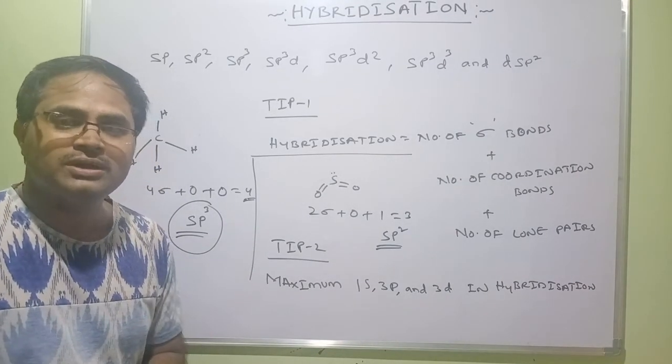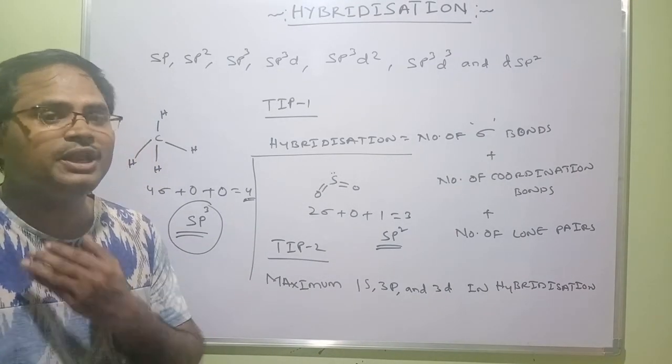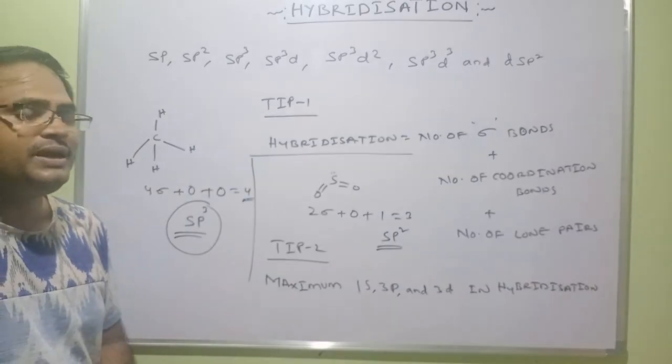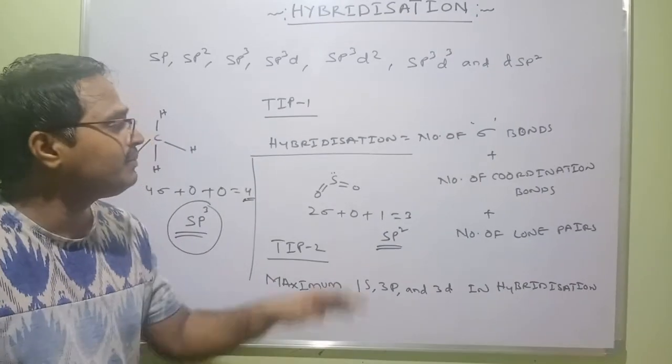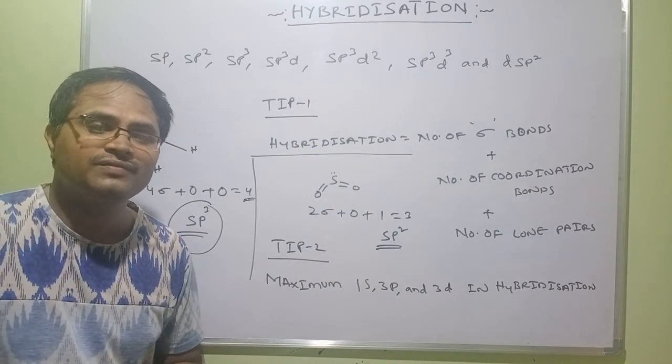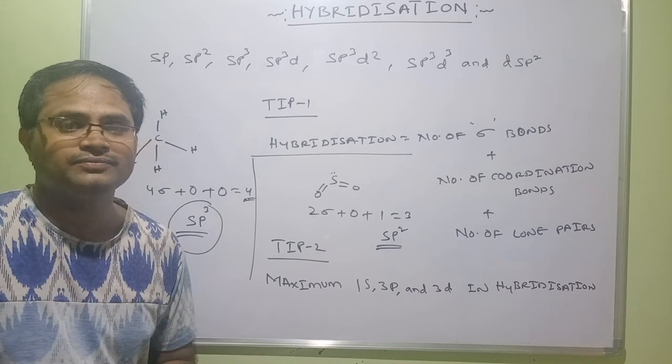That's it. If you know these two tips, you will be able to find the hybridization of the central atom in any molecule. You take a simple molecule, a complex molecule, or a tough molecule; in any case, if you remember these two tips, you will be able to find the hybridization of that central atom. That's it.